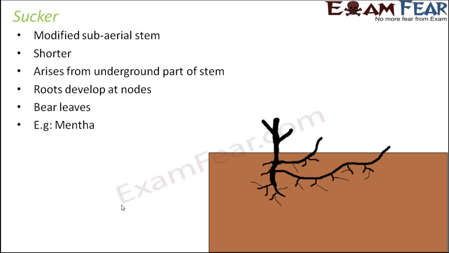So here you can look at the diagram or the picture of a sucker. So here if you see, here also it is creeping along the ground, but it is creeping under the soil. So they arise from the underground part of the stem. So this is the stem, this is the aerial part of the stem. This is the underground part of the stem. So from underground part of the stem arises these, which again creep along the ground, and then after some time they actually come out over the soil surface. So this is how they grow.